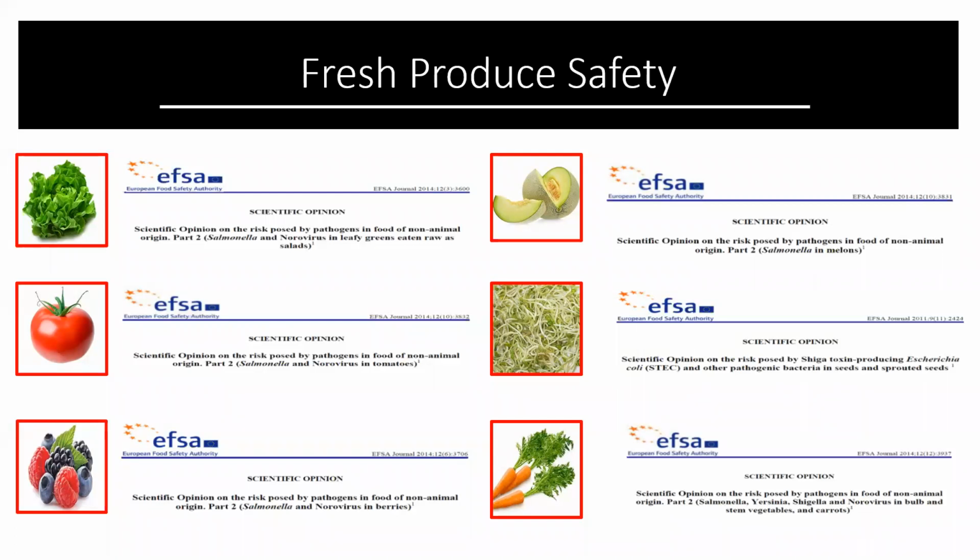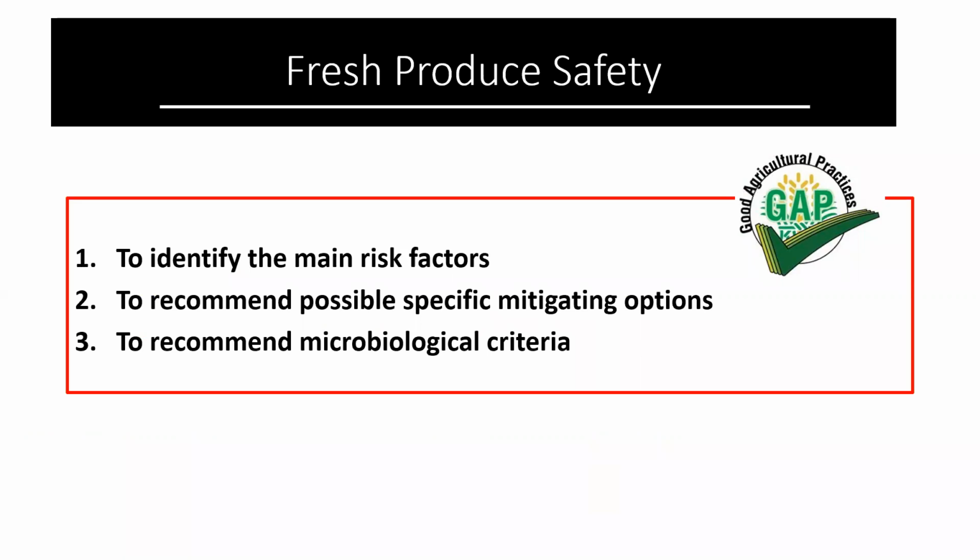So, what are the commonalities between those documents? What are the key messages? When we look at those documents, the microbial safety of fresh produce depends on three key factors. Initially, to identify the main risk factors for specific food and pathogen combinations, including agricultural production systems, origin and further processing. Secondly, to recommend possible specific mitigation options and to assess their effectiveness and efficacy to reduce the risk for humans posed by these food pathogen combinations. And third, to recommend microbiological criteria, if relevant, for the identified specific food pathogen combinations throughout the product chain.